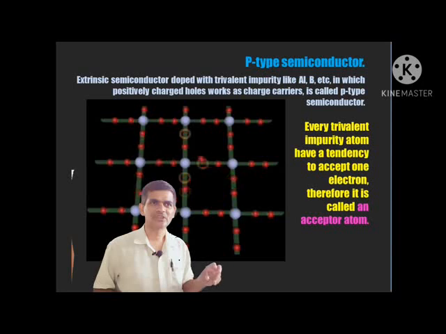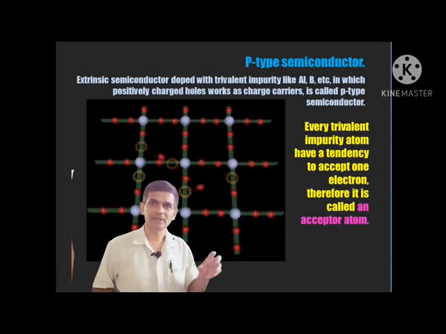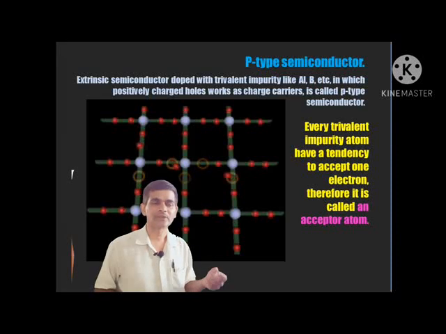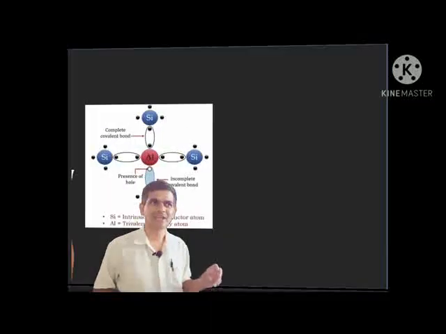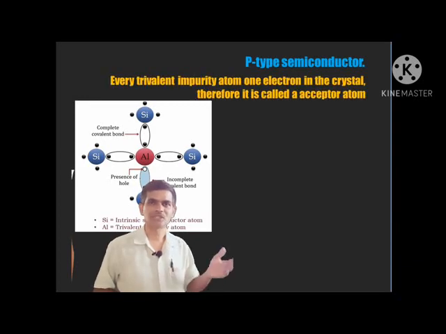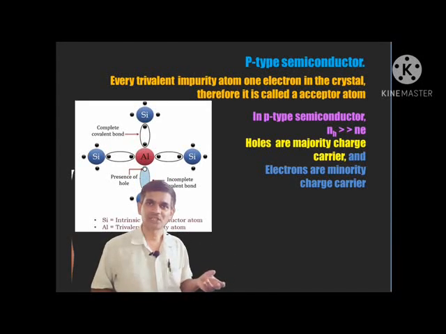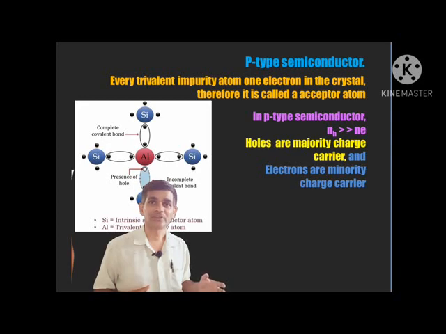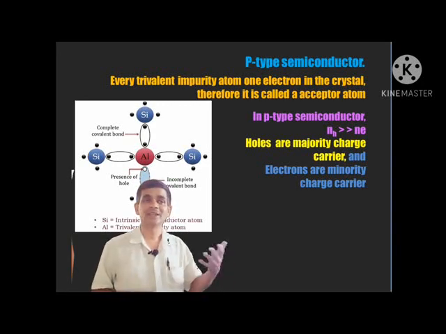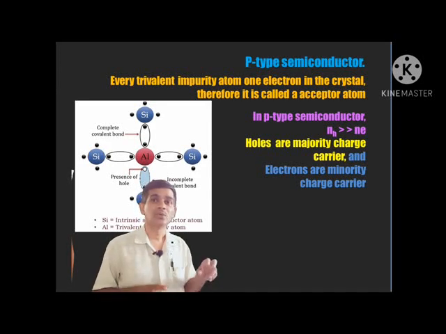Every trivalent impurity atom has an incomplete bond due to a shortage of one electron. That place is always ready to accept one electron from neighboring atoms, and due to that reason the impurity atom is called an acceptor atom. The impurity atoms present in P type semiconductors are called acceptor atoms. There is one vacancy for every impurity atom, and as the temperature increases, a few vacancies are created in the valence band and a few electrons in the conduction band. If you count the total number of holes and electrons, electrons are fewer, so they are minority charge carriers, and holes are more, so the number of holes is greater than the number of electrons. As a result, holes are majority charge carriers and electrons are minority charge carriers in a P type semiconductor. So we can summarize like this.